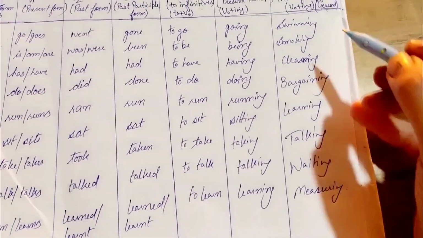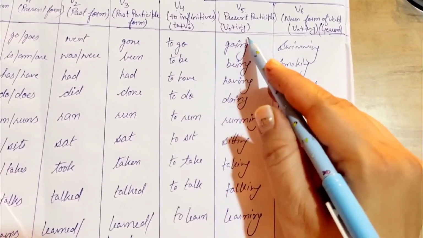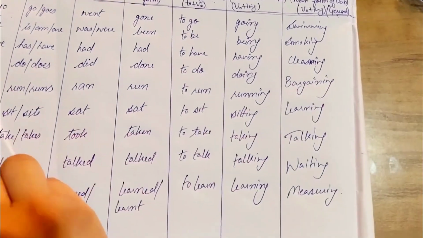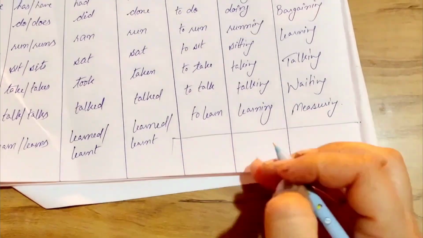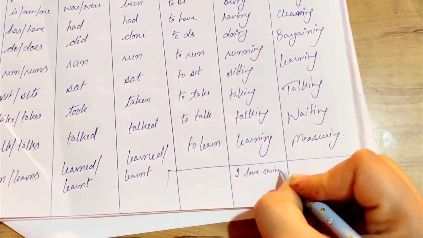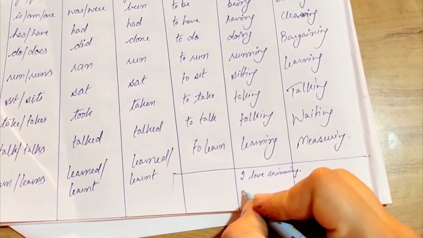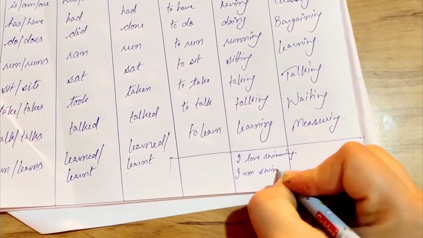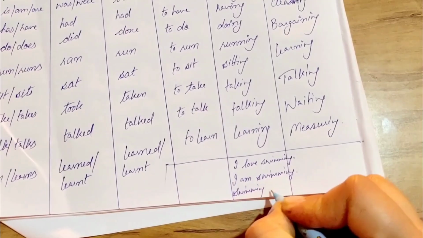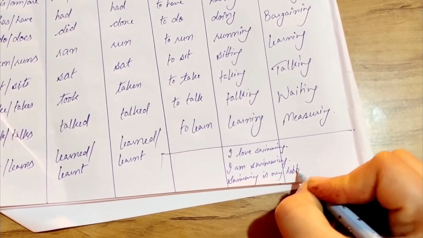So these have -ing in the end, and they seem like verbs, but they do not act like verbs. For example, we have the sentence, I love swimming. This is one sentence. Another sentence that I'm writing is, I am swimming. One more sentence I'm writing, swimming is my hobby. Okay, let's write this.